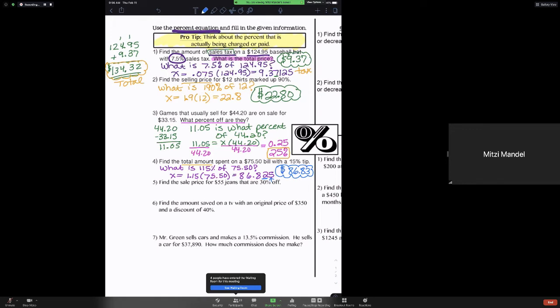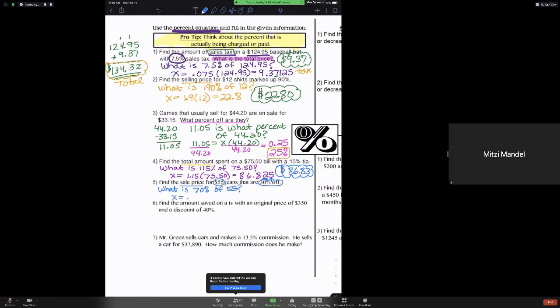Alrighty, moving right along. The next one says find the sale price. So this is how much are we paying for $55 jeans that are 30% off. So if we're saving 30%, then we're paying 70%. So we want to know what is 70% of that price. And we can set that up in an equation.